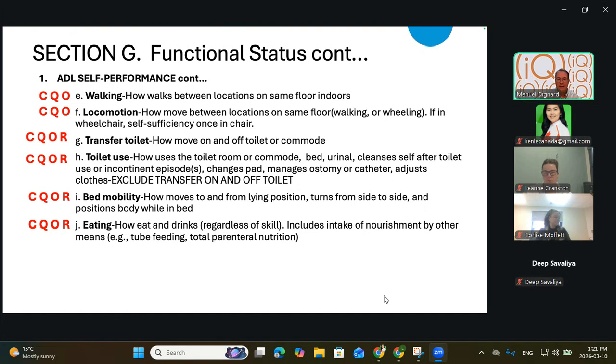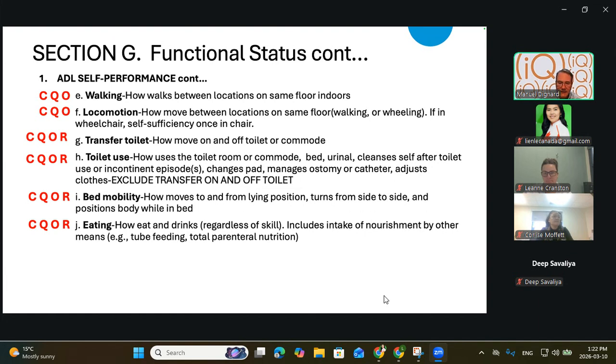And then we have bed mobility. So this is all about how the resident moves in bed, right? So turning side to side, moving in or out of a lying position, and adjusting themselves for comfort. So even small partial movements should be noted. Some residents may be totally dependent here, while others need only occasional prompts.